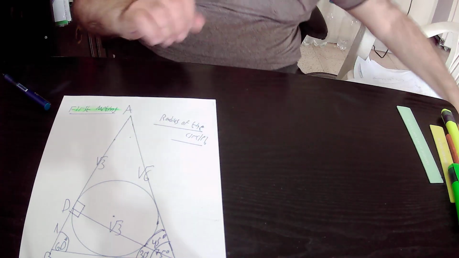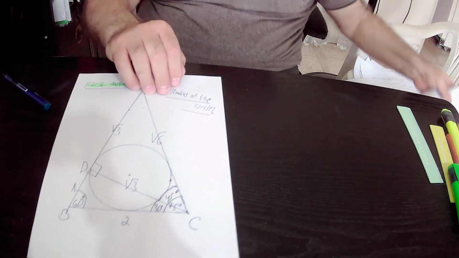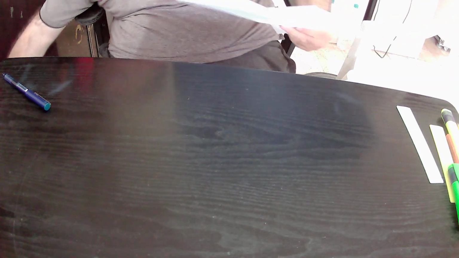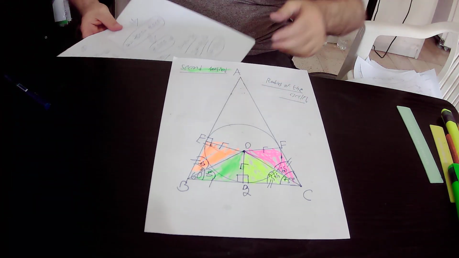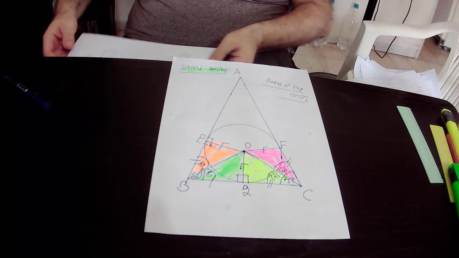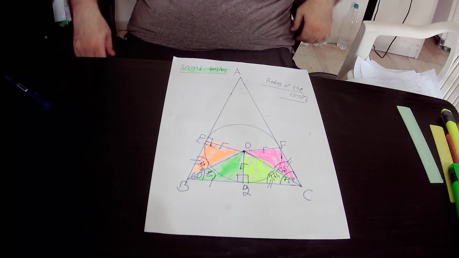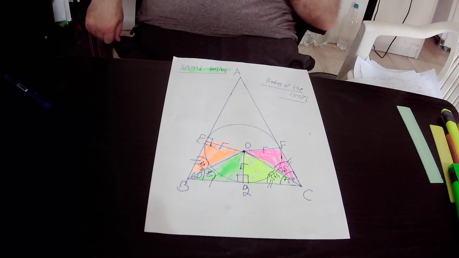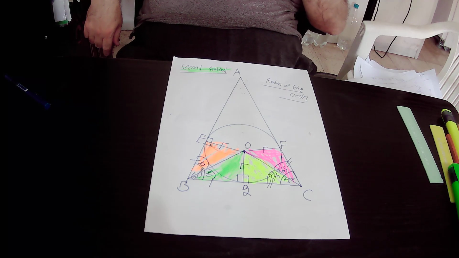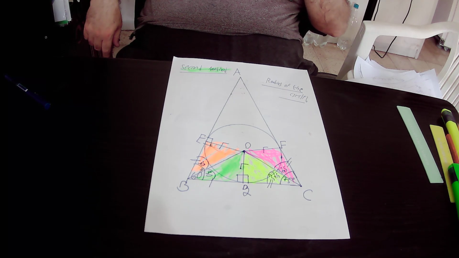We finished with the first method, then I presented the second method. In the second method, we use two rules. Rule number one: the tangent to a circle is perpendicular to the radius drawn to its point of tangency. Rule number two: the lengths of two tangents from a common external point to a circle are equal.